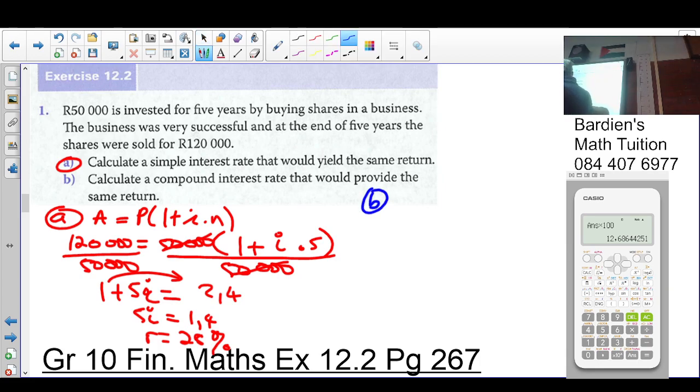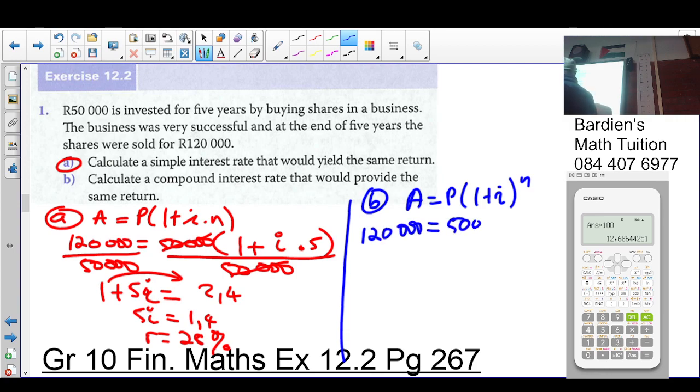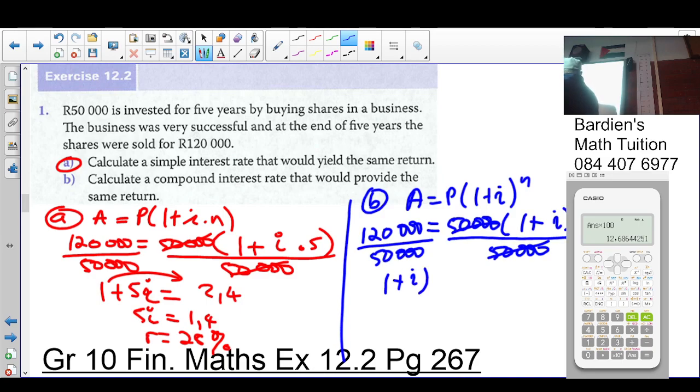Right, let's look at B. Compound interest: A is equal to P into 1 plus i to the n. So it's going to be 120,000 equals 50,000 into 1 plus i to the exponent 5. So divide by 50,000 on both sides. Okay, so it cancels. So 1 plus i to the 5 is going to give you 2.4.